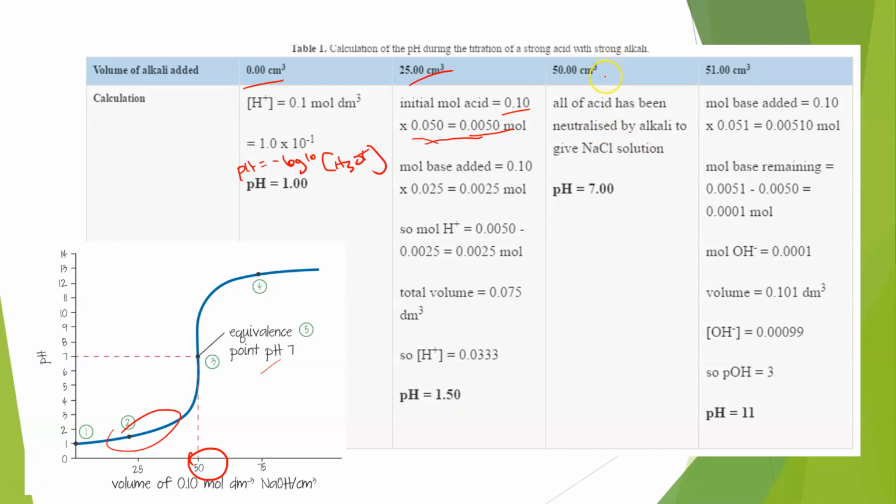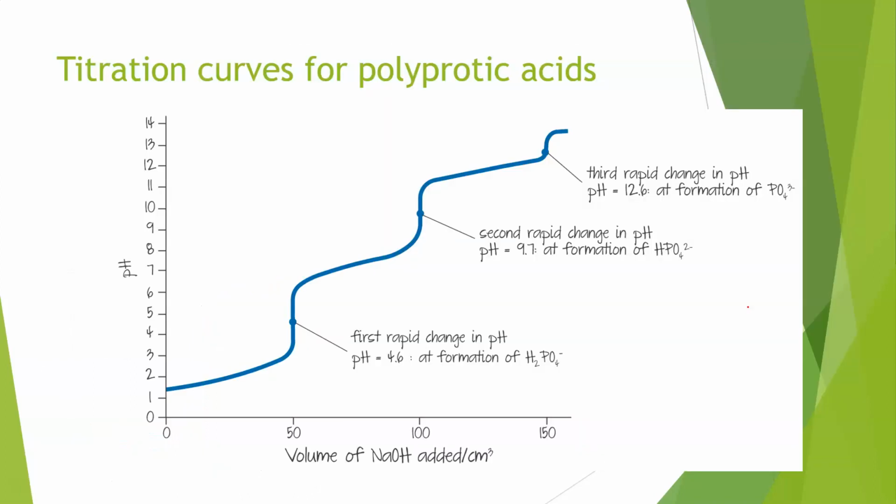At the equivalence point, we know all of the acid has been neutralized by the alkali to give a sodium chloride solution, because this is strong, so the pH will be 7. And then after the equivalence point, at 0.4, we have excess base. So we can determine the amount of base that is left and then determine the pH from there.